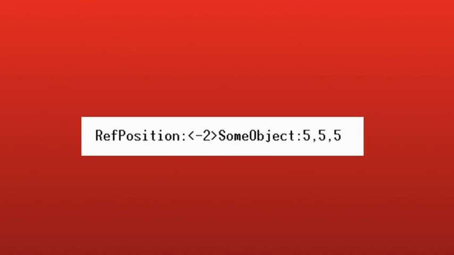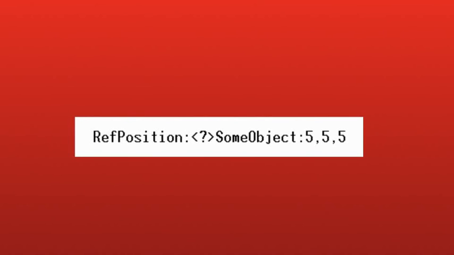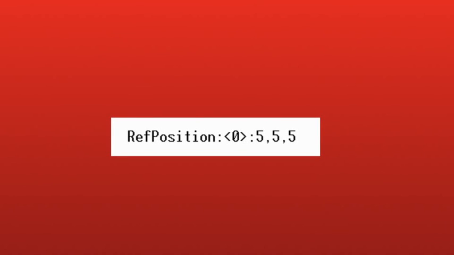You can also set a negative number to get the object from the ending of the search. Setting it to -1 will use the last found object with that name. You can also set it to a question mark to randomly pick one of the choices. And you can also set it to 0 to use the edit object instead.